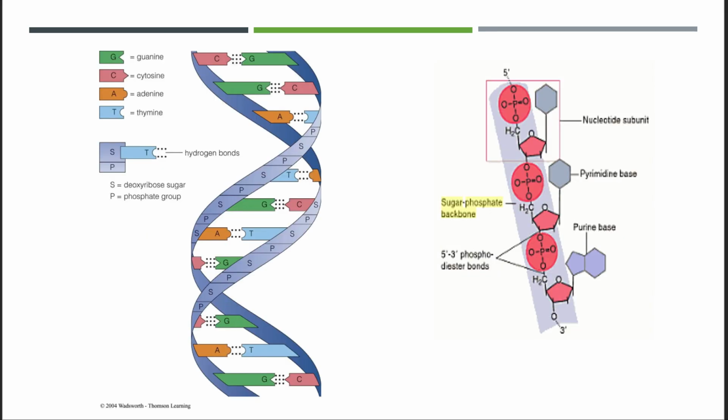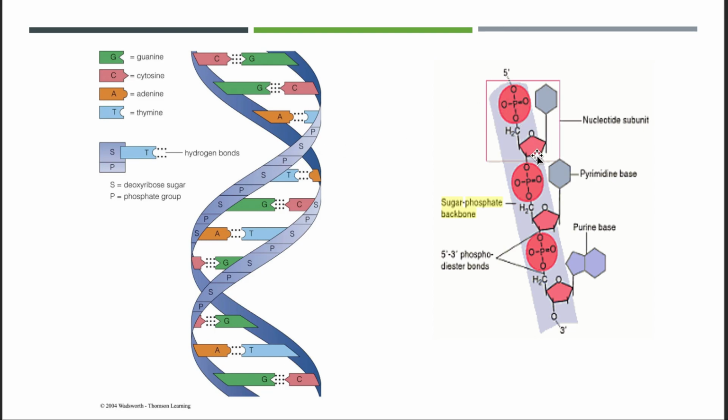The backbone of the DNA is made up of alternating sugar and phosphate units. As we can see in this picture, the backbone of the DNA has a sugar, which is deoxyribose sugar, followed by a phosphate molecule, which is followed by another sugar unit, and that is followed by another phosphate group, and so forth. So the polynucleotide strand backbone has alternating sugar and phosphate units.